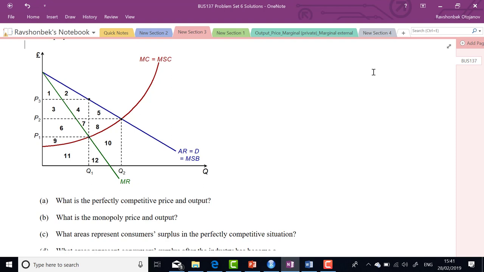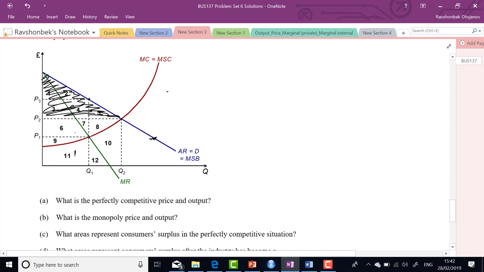Consumer surplus is the benefit to consumers in anything above the equilibrium price but below the demand curve, which is the AR curve. It's in this region here. This region is the consumer surplus.